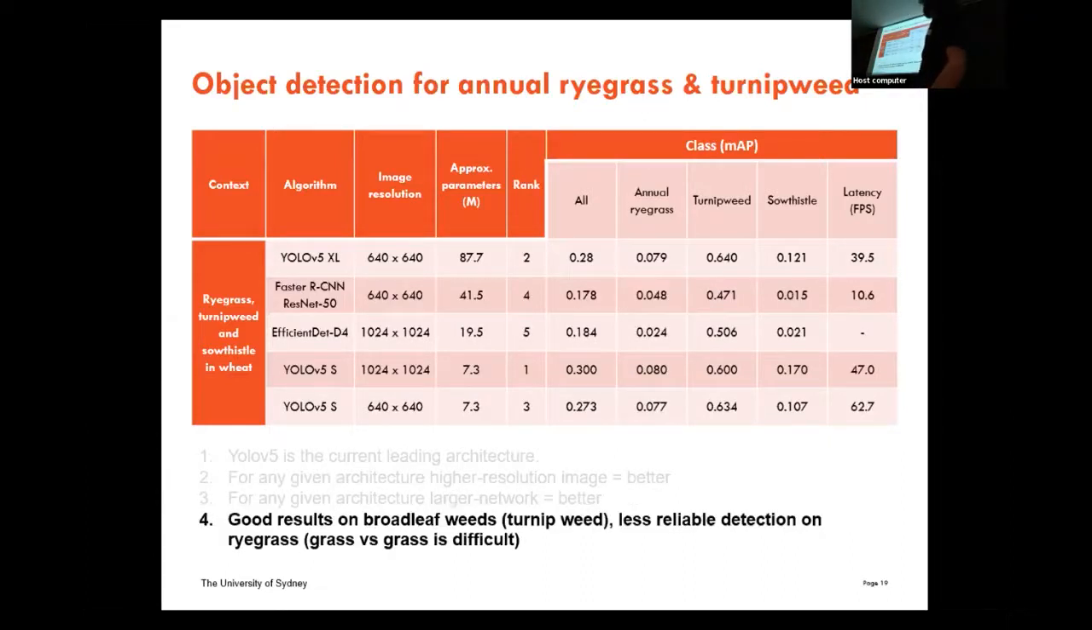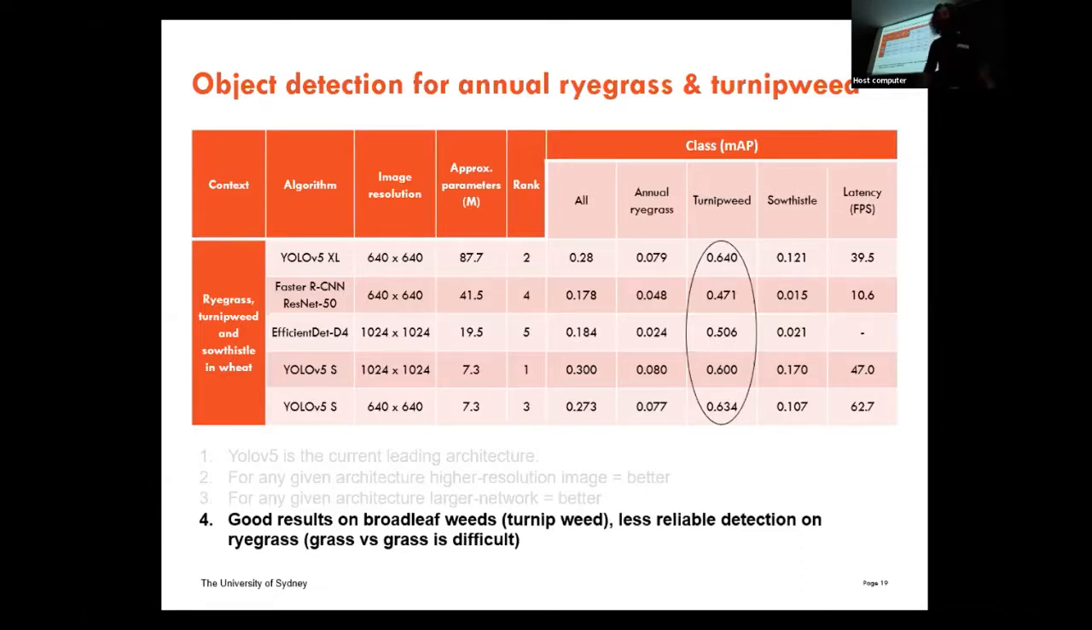So decomposing the results. Turnipweed did quite well. We're getting mean average precisions of between 0.4, so the high end there, and 0.6. So this is in line with the state of the art. This means it's easier to detect weeds with really obvious signals, so broadleaf weeds, than ryegrass.